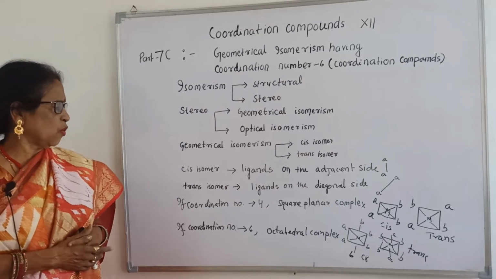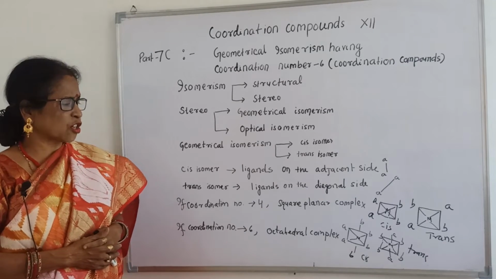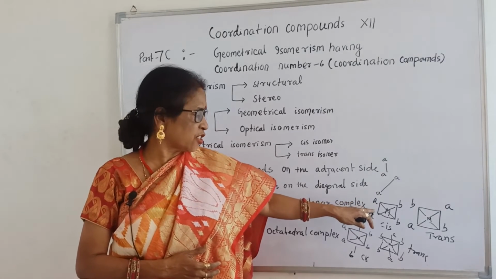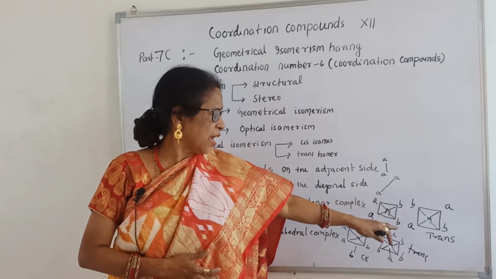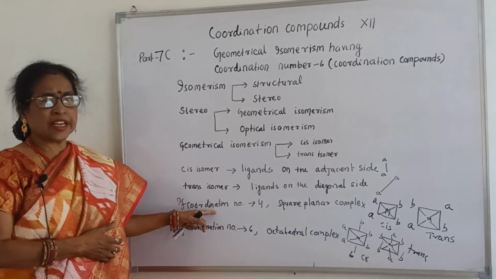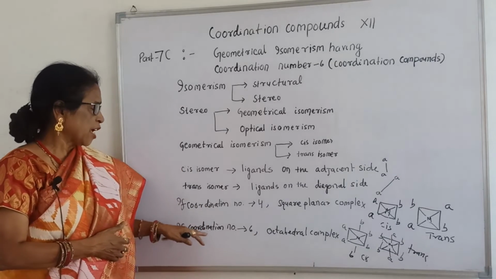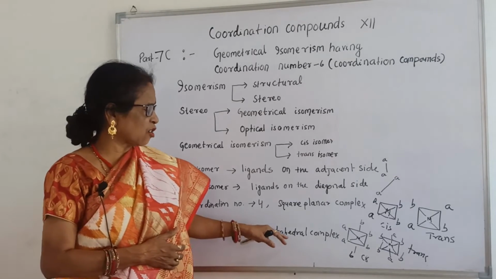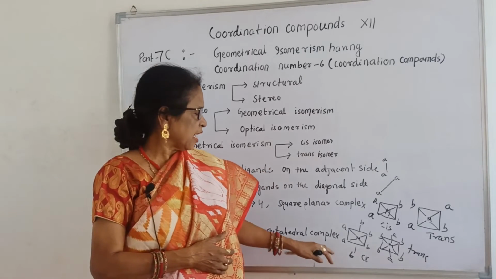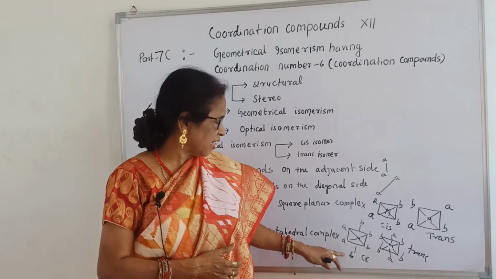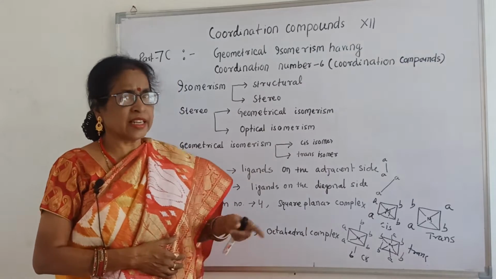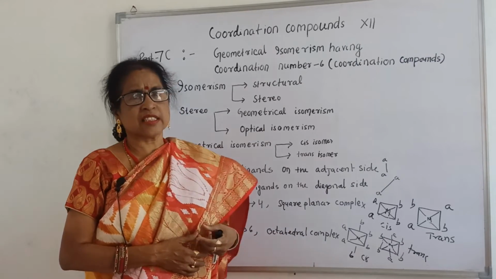If the coordination number is 4, that is a square planar complex. If A is on the adjacent side, that is the cis isomer. If A is on the diagonal side, that is the trans isomer. Already I have explained this in part 7b. If the coordination number is 6, this is an octahedral complex. If the two same ligands are on the adjacent side, then it is cis. If they are diagonal, meaning the upper one and the lower one, it is the trans isomer.